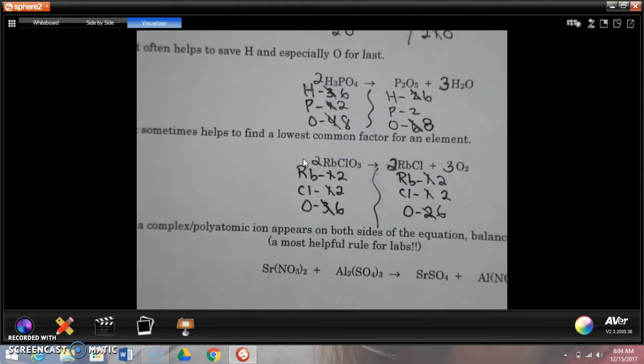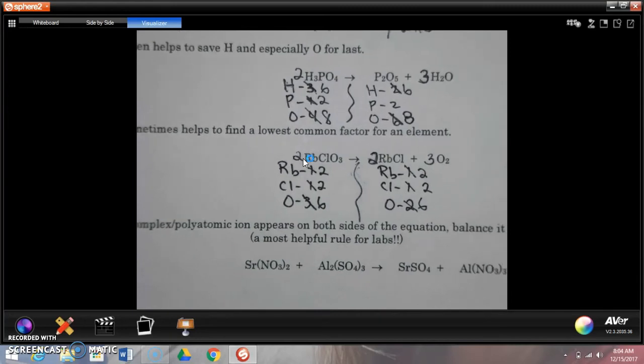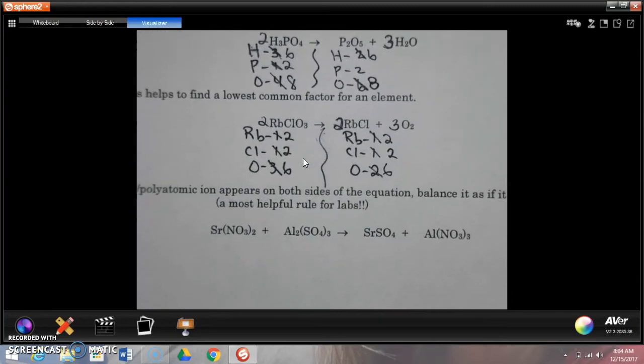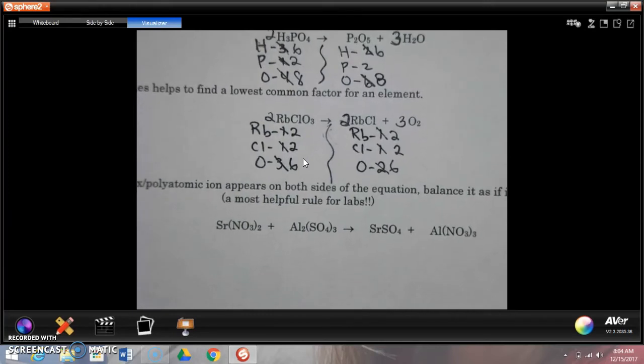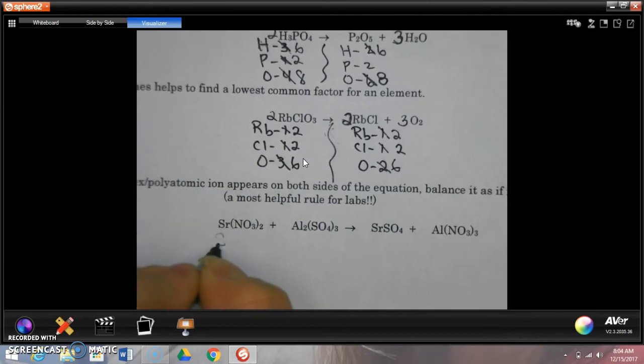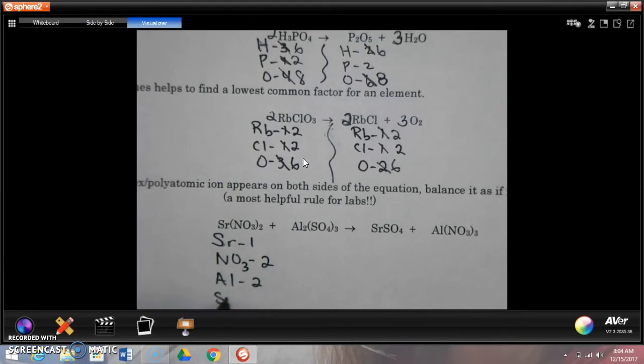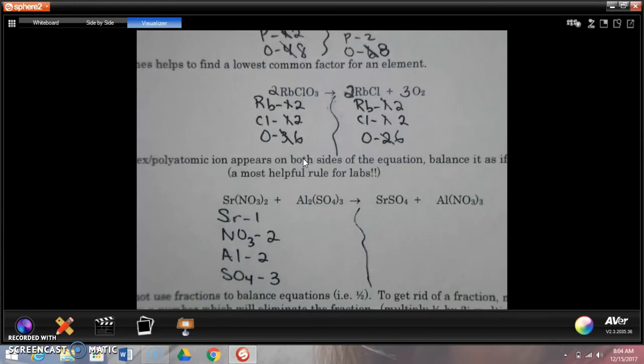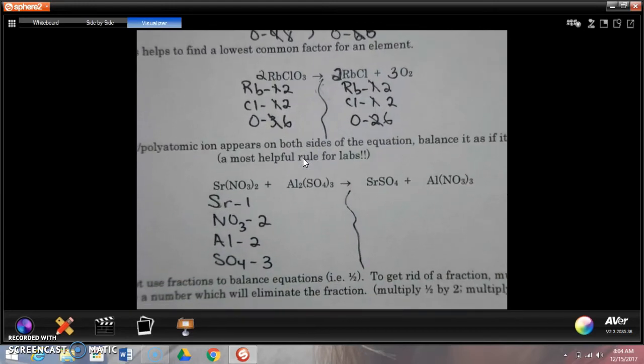All right, next one is when you're dealing with reactions involving ionic compounds. It is quite useful if you see a polyatomic ion on both sides, for example, nitrate here, nitrate here. Instead of breaking that up into nitrogens and oxygens, keep those together. So what I'm going to do is count how many strontiums do I have? 1. How many nitrates do I have? 2. How many aluminums do I have? 2. And how many sulfates do I have? 3 on my reactant side. If I keep those together, that's going to make balancing a little bit easier.